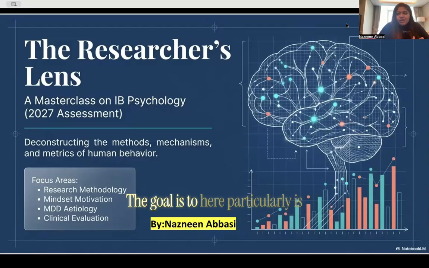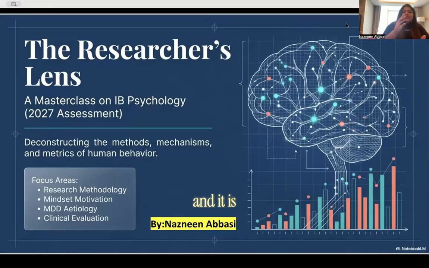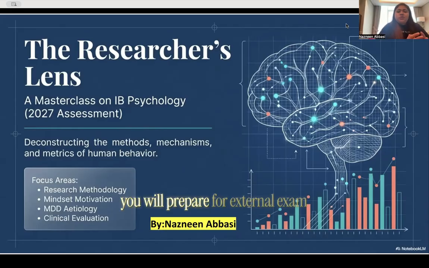The goal here, particularly, is to develop psychological literacy. In a simple way, you are moving from a simple to a complex or dynamic idea. Here we are going to apply real life principles, and today we will look into class practicals, core content like depression, HL extension, mindset theory, and you will prepare for the external exam and your internal assessment.